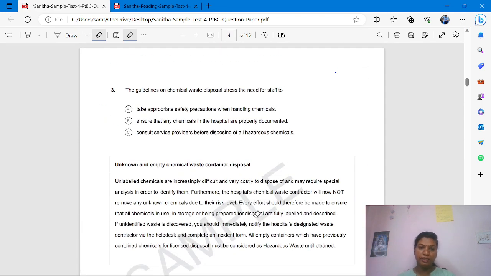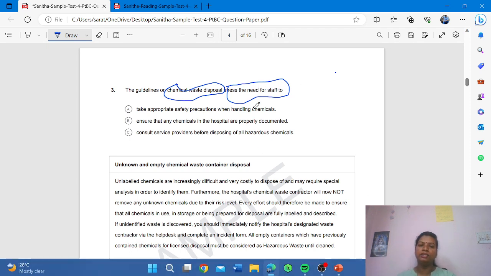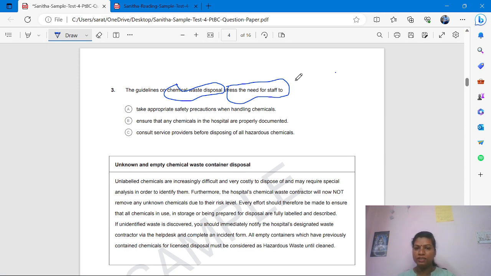Come to question number 3. The guidelines on chemical waste disposal. The paragraph is saying some guidelines on chemical waste disposal. Second, stress the need for staff to follow something. So we have to find out what it is stressing the need to, stressing the importance of chemical waste management.